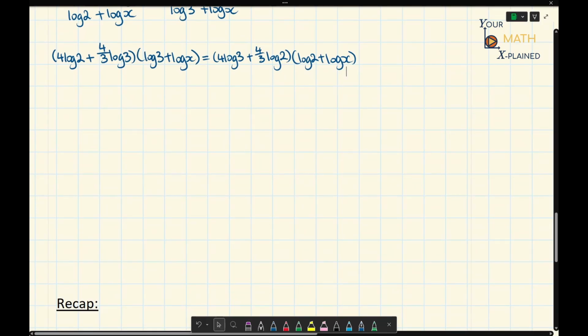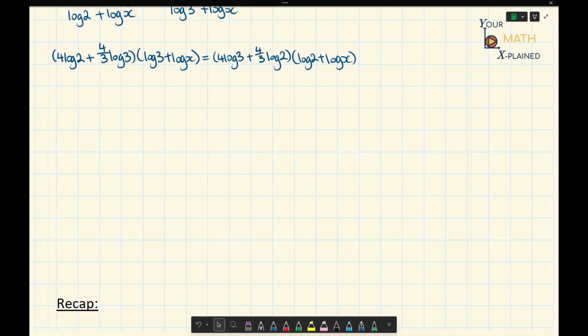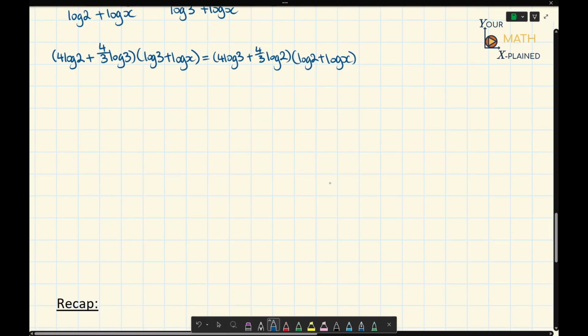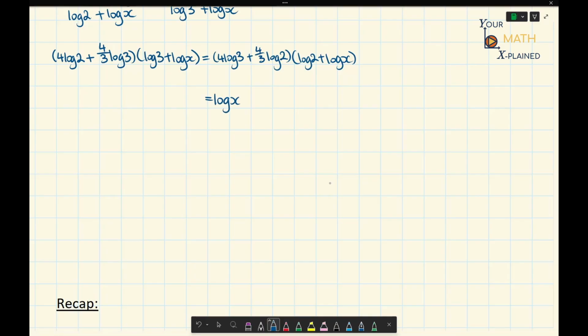And now you're going to expand that and then move all the terms with x to one side. So let's say we move all the terms with x to the right-hand side and factor out log x. Where we're going to end up with is log x times 4 log 3 plus 4 over 3 log 2 minus 4 log 2 minus 4 over 3 log 3.